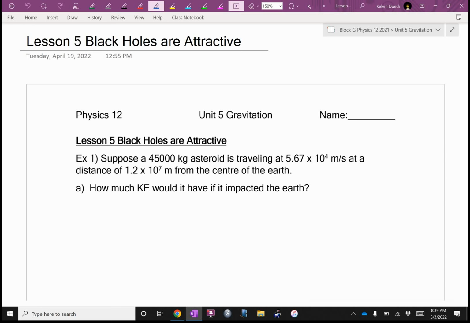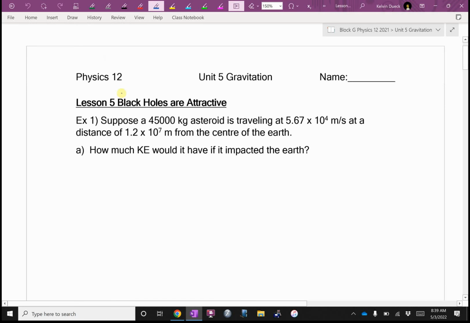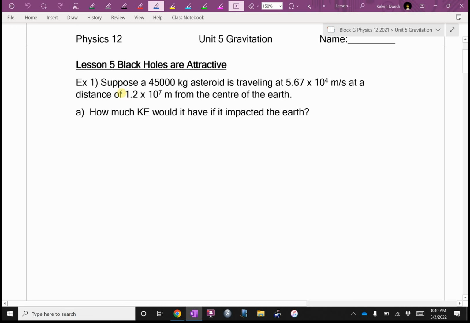That's funny, Mr. Dewick. Let's talk about, first of all, asteroid impacts. Suppose a 45,000 kilogram asteroid is traveling at 4.67 times 10 to the 4th meters per second at a distance of 1.2 times 10 to the 7th meters from the center of the Earth. Part A says, how much kinetic energy would it have if it impacted the Earth?